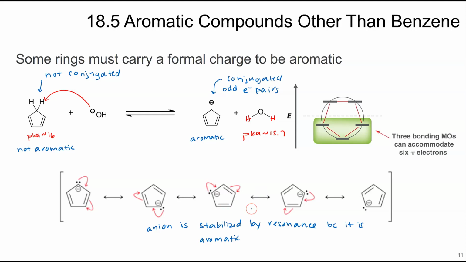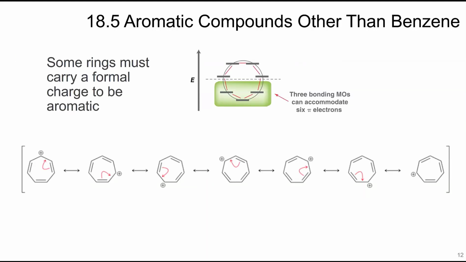So there's that continuous system of overlapping p orbitals. The ring systems, some have to carry the formal charge. That doesn't mean that it's going to be negative. This is a tropylium ion. It's a 7-membered ring, and when it carries a positive charge, it now has an odd number of pi electrons, and it has overlapping p orbitals.